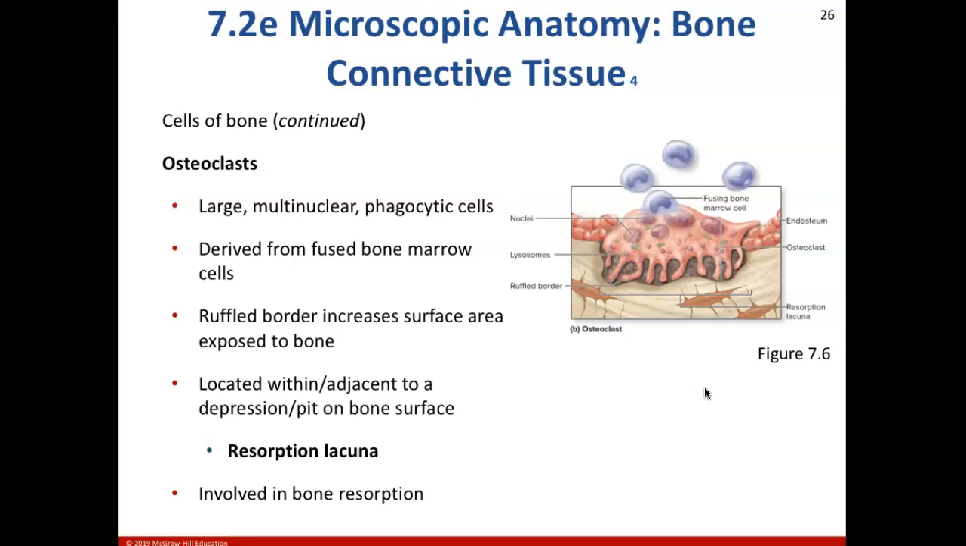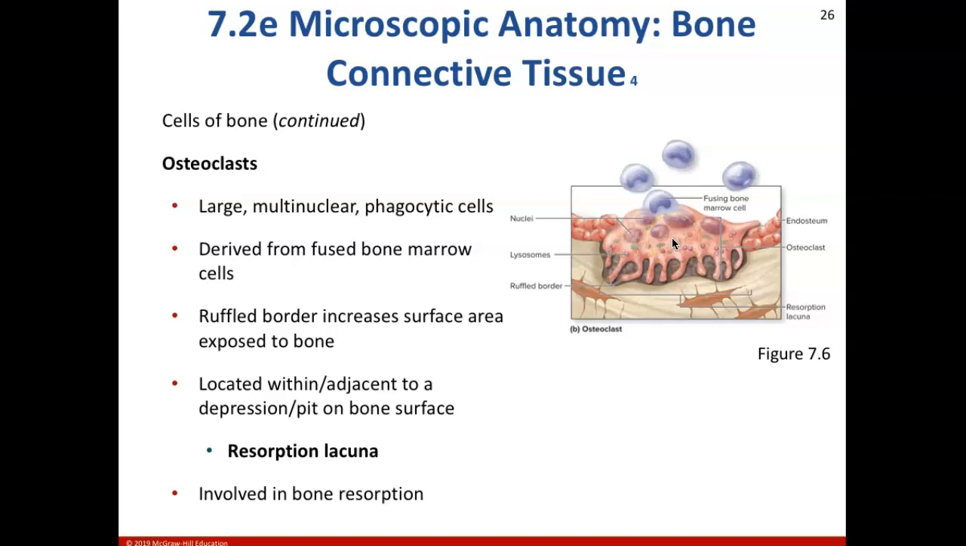Now our last bone cell is an osteoclast. These are going to be much larger cells. Notice how they're even multinucleated, and they are phagocytic cells. Remember, phago means to eat, and cytic means cell. So they're cell eaters, and they're going to be derived from a fused bone marrow cell.